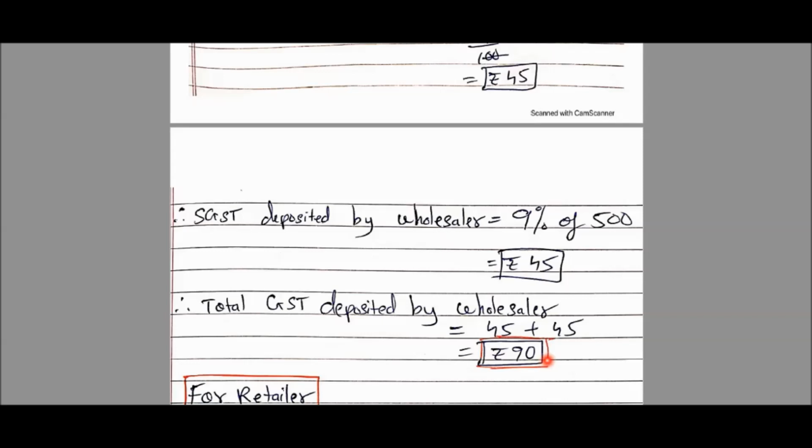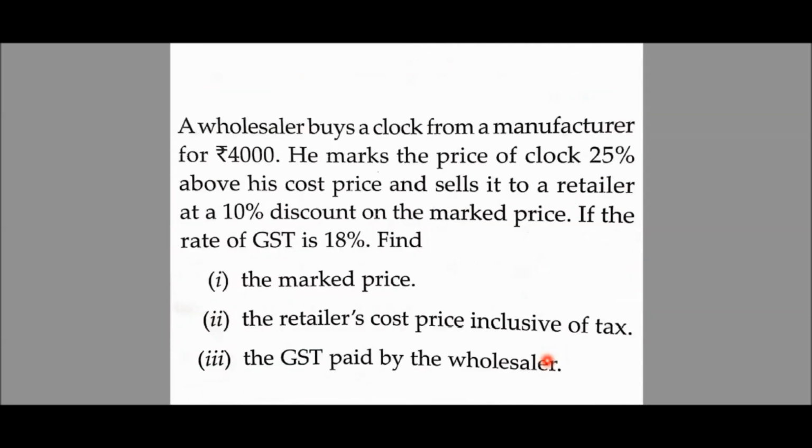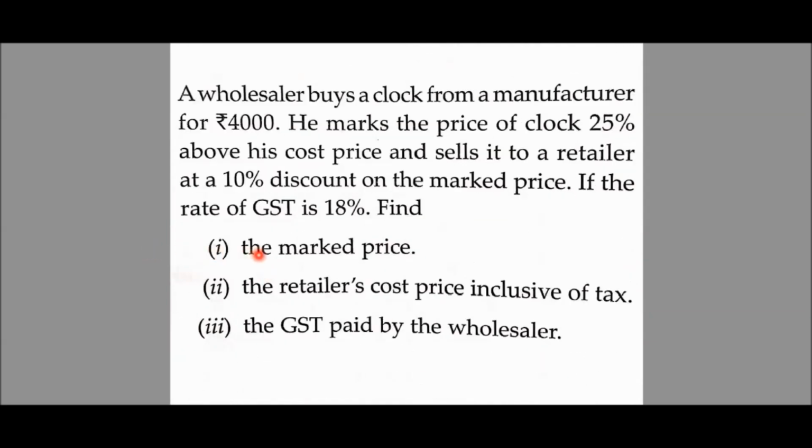Fine, students. Now, I want you all to see the question once again. I'm taking you all to the original question. See students, the first sub question, the marked price, we got the answer 5,000 rupees. Students, see the third sub question. The GST paid by the wholesaler. Here it is given as total GST. So can I say we just now found it out? Yes, we found it out. So we also completed the third sub question.